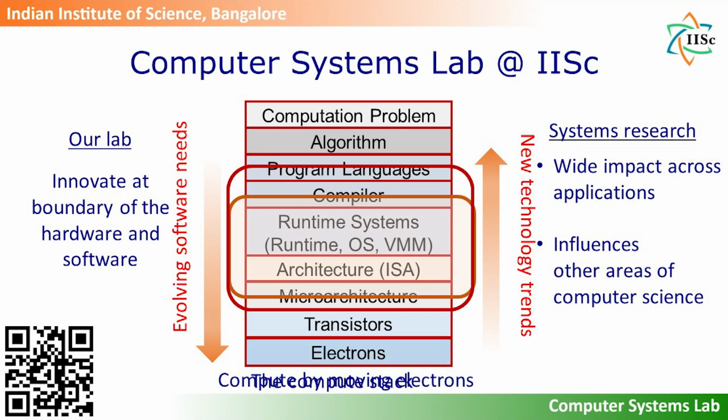And it is interesting because it has a wide impact across applications. Even if you improve the system by 1%, all the applications running on that system see that improvement. And it influences other areas of research. For example, ML and AI could happen because GPUs happened, right? In our lab, we are particularly interested in looking into how software and its needs are evolving, and how new technology trends are emerging from the bottom of the stack, to bring them together and create new innovative systems. That's an example you will see in this talk.